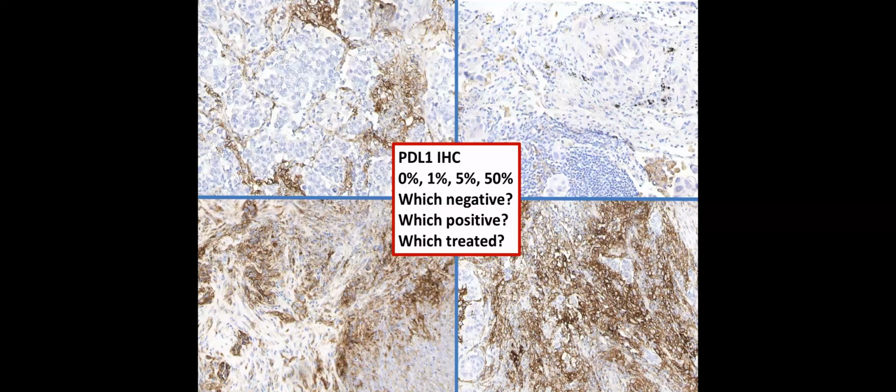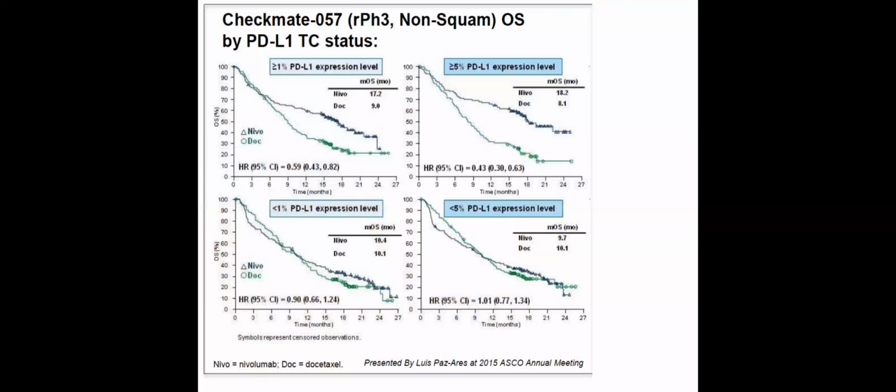Is the top right quadrant field, is that 1% or is it 5%? Top left, 1%, 5%. Bottom right, 48% or 52%. Well, we don't usually bother about 48 versus 52, but if the threshold is above 50, is it above 50? It's a guess. 1 and 5 are the important numbers, generally speaking, because of clinical studies.